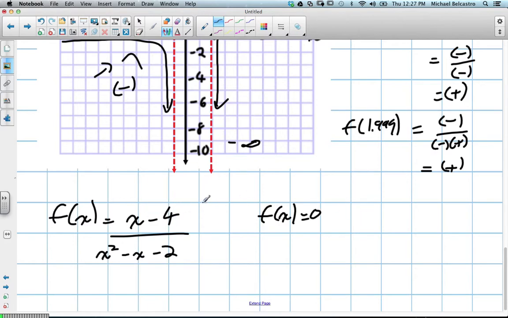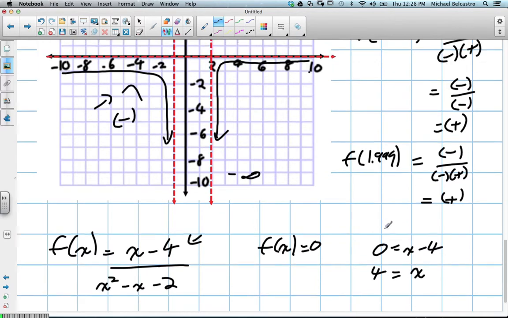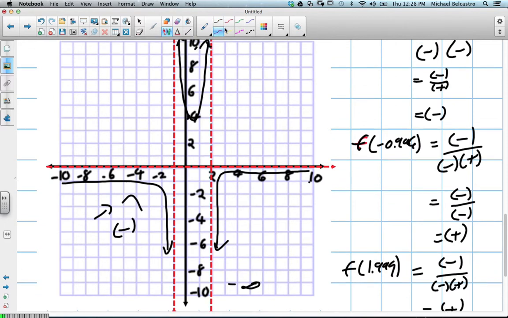So we set only the top of the equation, because we only need the top of this rational function to be 0. 0 is equal to x minus 4, which gives us x is 4. So it looks like we're crossing the x-axis at a value of 4. Now there's only one X-intercept, which means we'll only cross it once.